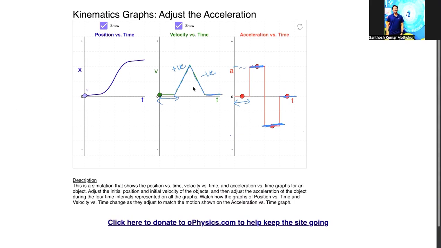So this is one more important model to show you how we translate the different types of graphs.